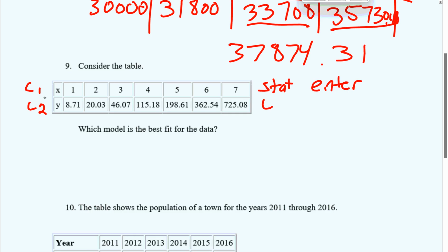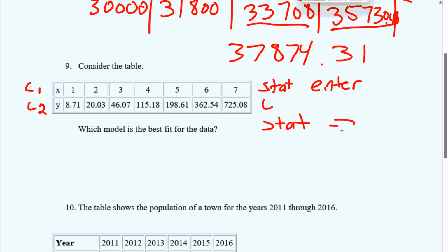And then I want to move over to L2, and I'll put these numbers in L2. Okay, so 8.71, enter, 20.03, enter, 46.07, enter, 115.118, enter, and then 198.61, enter, 362.54, and 725.08.